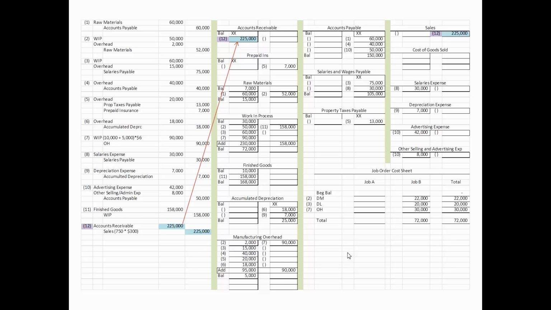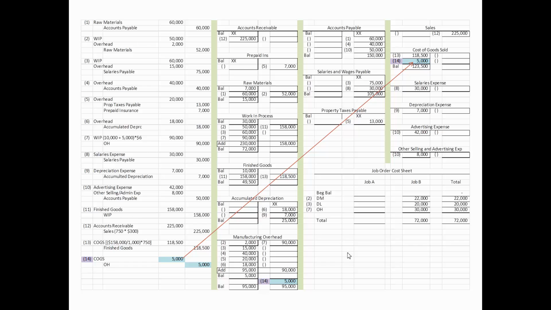These are the sales of 750 items, a sales price of $300, cost of goods sold in the amount of $158,000 divided by 1,000, which means it was $158 per item times 750. That's the total of cost of goods sold associated with the sale, recorded in cost of goods sold, recorded in finished goods as a credit showing that they're no longer in finished goods.